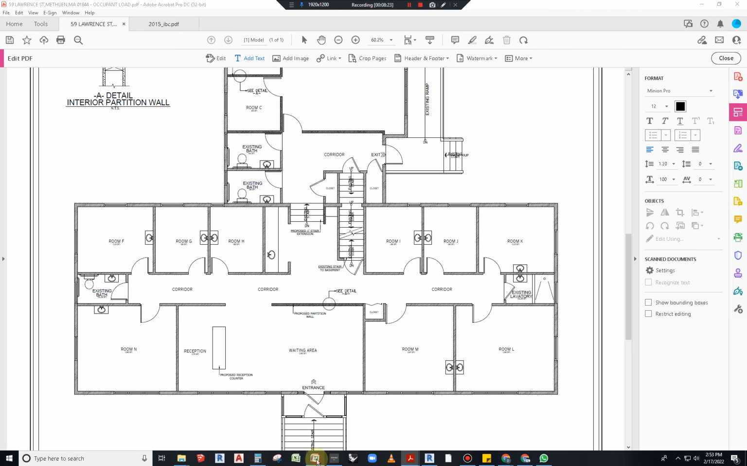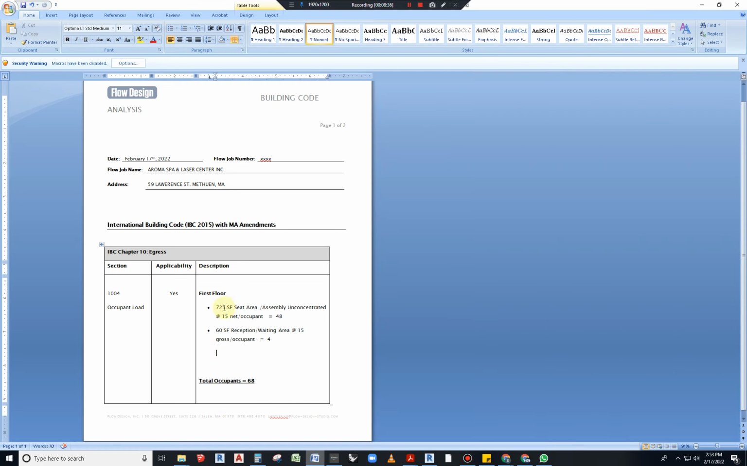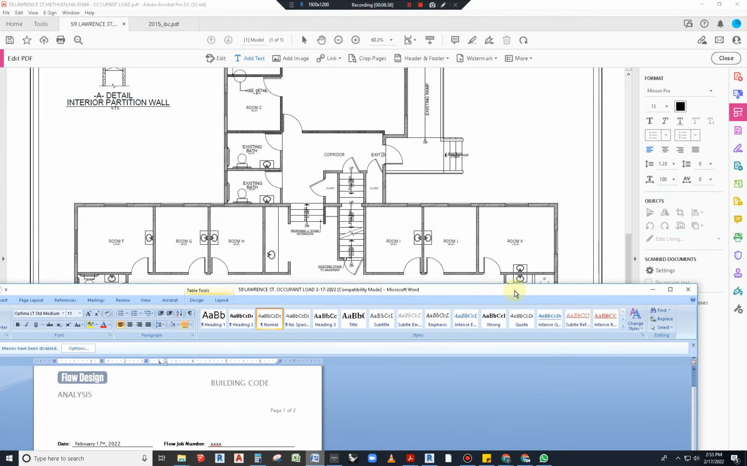Now you go into this document, and then you're going to say occupant load, and then you're going to do exactly what I just did. So basically, I'm going to take out these corner things. I'm going to say, um, exactly what I put in here.